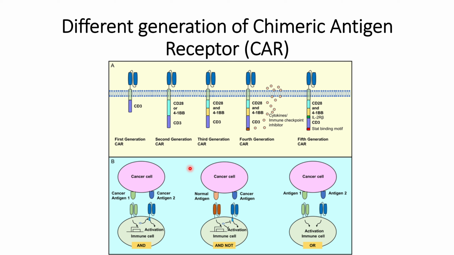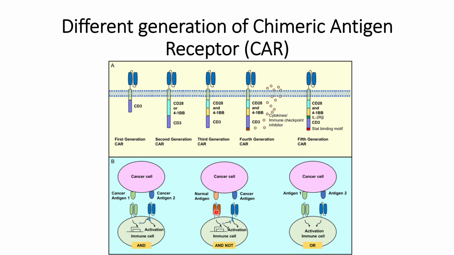Now let us discuss what are the conditions or some of the gates that are being used while designing this CAR. One of the gates is that if two different cancer antigens are found, then bispecific antibodies can be used. In that case, when both the antigens are present on the cancer cells, then only it will trigger the immune cell activation. Here the AND gate is used, that is both the antigens need to be present. In the other case, if the normal antigen is present and the cancer antigen is also present, then it will use the AND NOT gate.